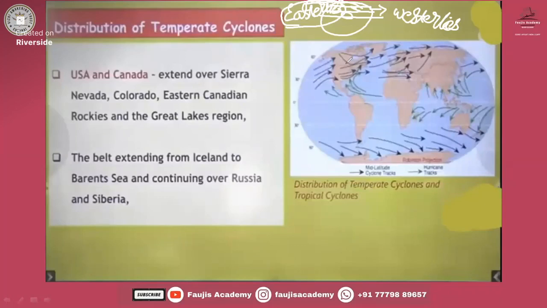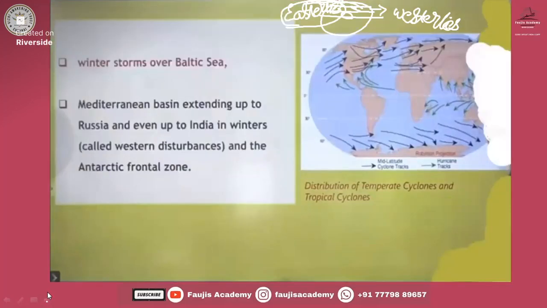So even rain will happen in this part, even in the Canada area, and it also enters into the Europe area. Here we have the Greenland area, here we have the Russia area. So in all these parts we have the temperate cyclones. So see here, now in USA, Canada we have, then Eastern Canada, Rockies, Lake region. Then it will also go over the Russia and Siberia area. Okay. Now even the Baltic Sea also gets it, so we have winter storms in the Baltic Sea during the temperate cyclone.